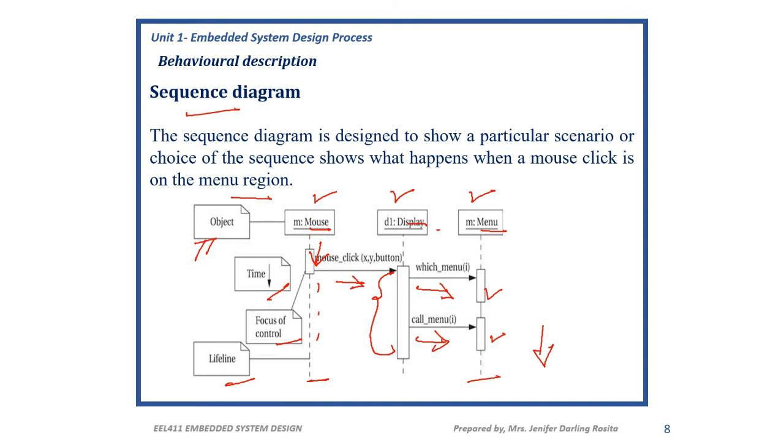So a sequence diagram contains comment boxes as well as focus of control, lifeline, and the time frame. It may run for the particular classes. So this is an example of a sequence diagram showing the mouse clicking operation as well as what the display will be displaying after the mouse clicking operation.